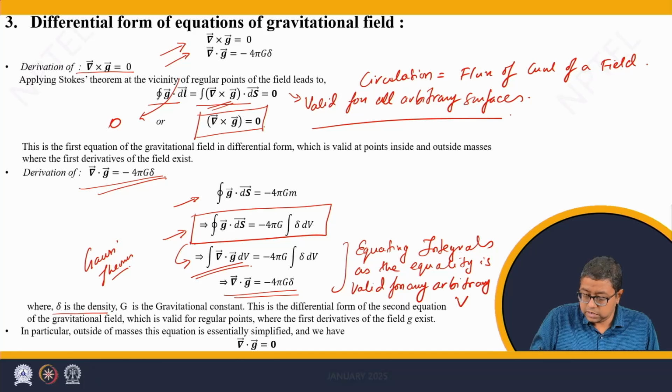This gives divergence of G equals minus 4 pi g delta. This is the differential form of the second equation of gravitational field, and it is valid for all regular points where the first derivative of the field exists.